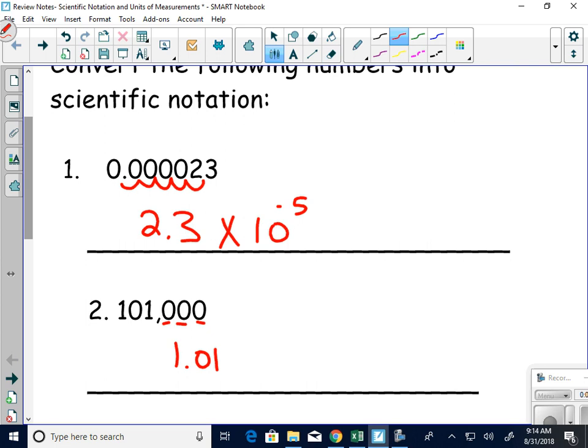So I have my 1.01, my times 10. I have to determine how many places I move that decimal. Where's my decimal point? I don't have one, do I? Where's it at? Where's it at, Skylar? Behind the last 0. So I moved it how many? 5, right? Final answer: 1.01 times 10 to the 5th.